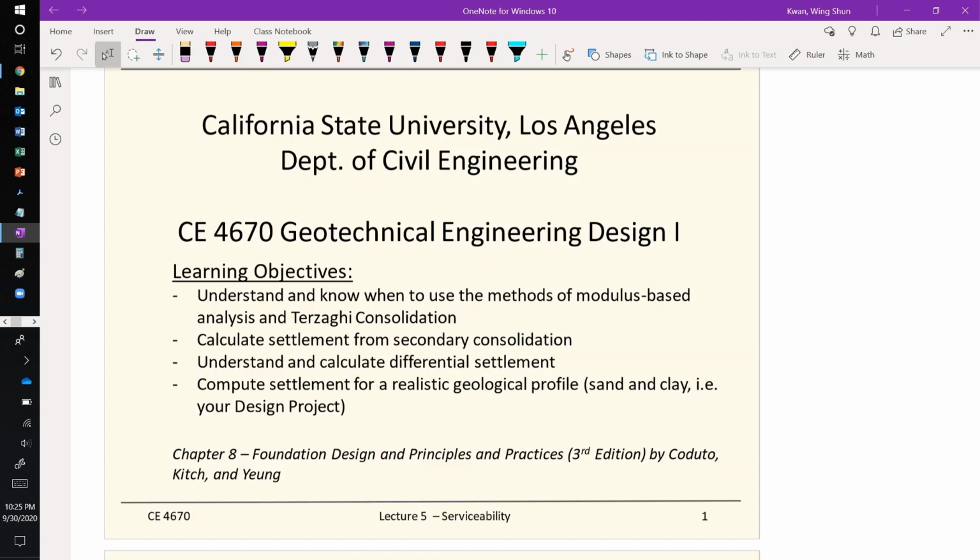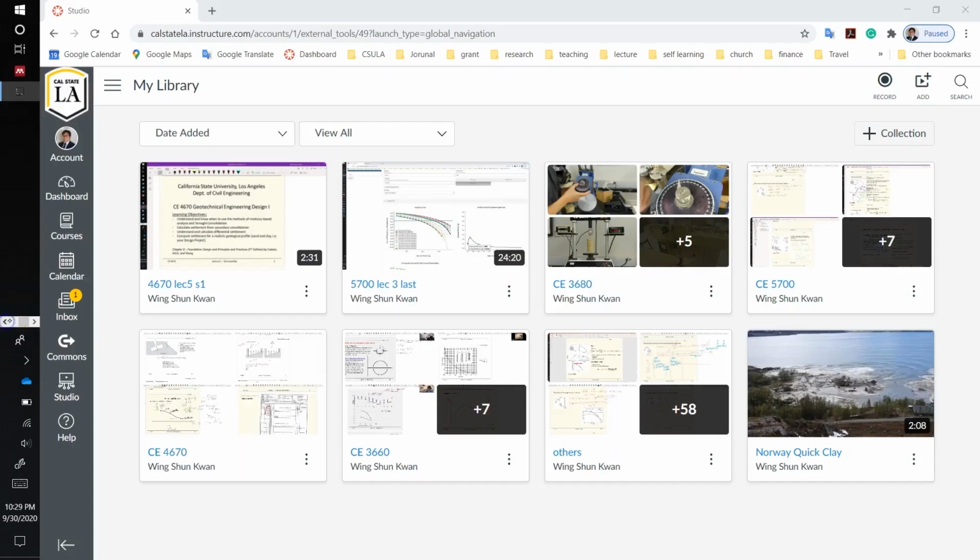At the end of the day, you should be able to calculate the settlements from a given realistic geologic profile under structural load, just like your semester project. So this lecture will help you to finish your semester project as well.